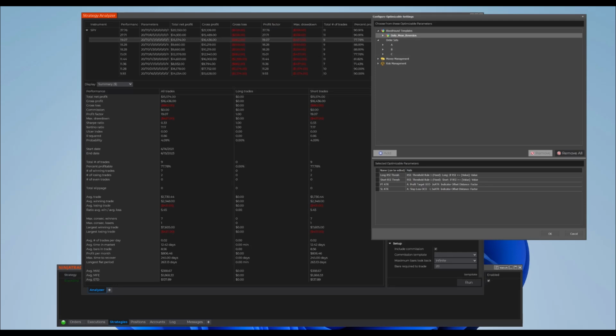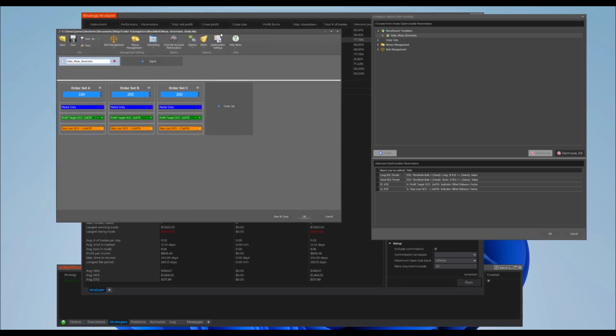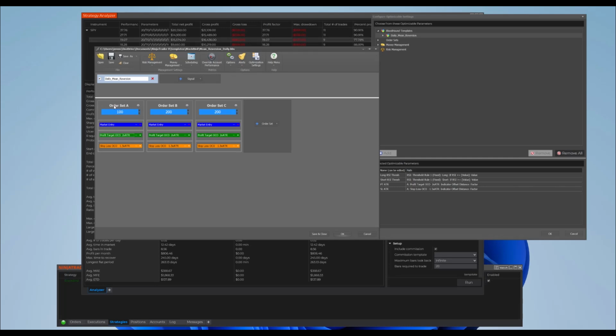Okay, now let's look at the corresponding BlackBird optimizable settings. And those all sit down here: the order sets, the money management, and the risk management. I'm just going to pull this over real quickly so that we have a quick reference here. But as you'll notice, we have 3 order sets: order set A, B, and C. And each one has a market entry, a profit target, and a stop loss.